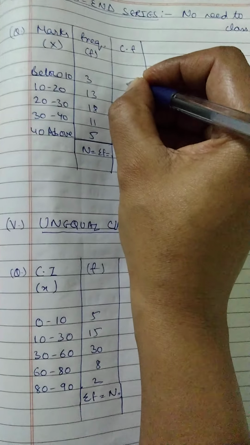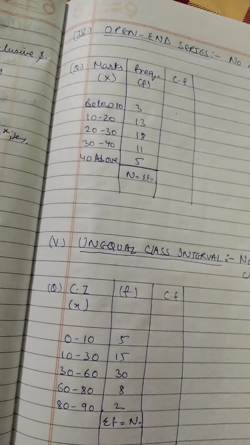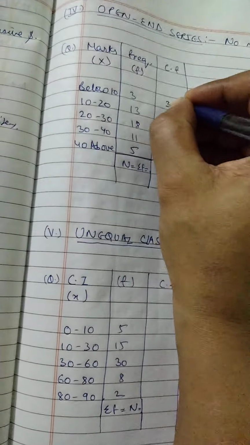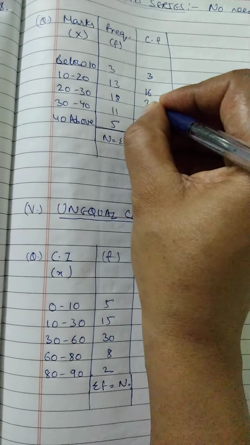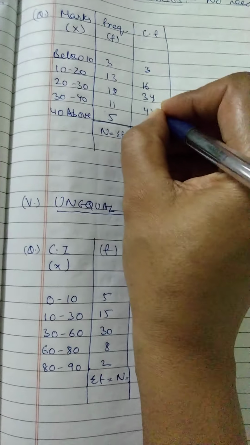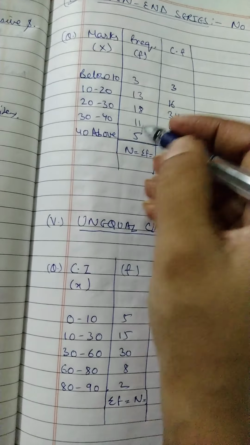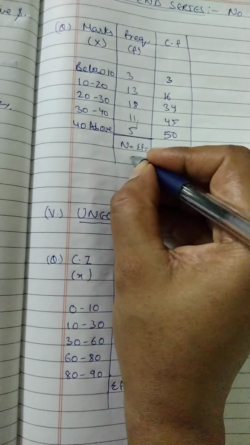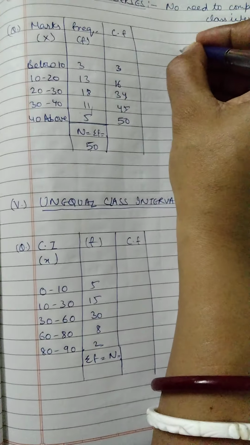So first find out your CF. It will be, first one is 3, then 3 plus 13 is 16, 16 plus 18 is 34, 34 plus 11 is 45, 45 plus 5 is 50. Now find out the total of this frequency. This is also 50. So my total is right. That means the calculation is right.